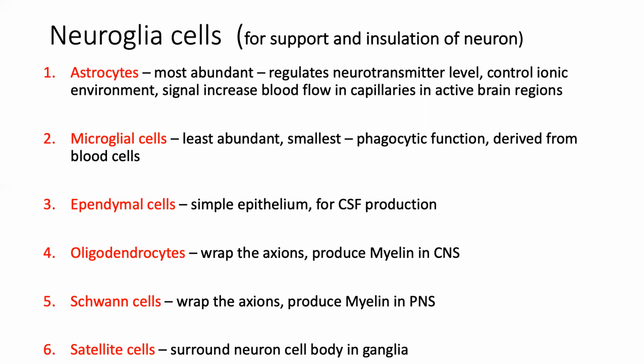So as you can see here, astrocytes are the most abundant neuroglia cells. They regulate the neurotransmitter level, they control the ionic environment, they increase or decrease the blood flow in the capillaries in the active brain region, and therefore astrocytes play an important role. The microglia cells, micro means small, are least abundant and the smallest, and their job is phagocytic function. And of course, because of the phagocytic function, they derive from the blood cells.